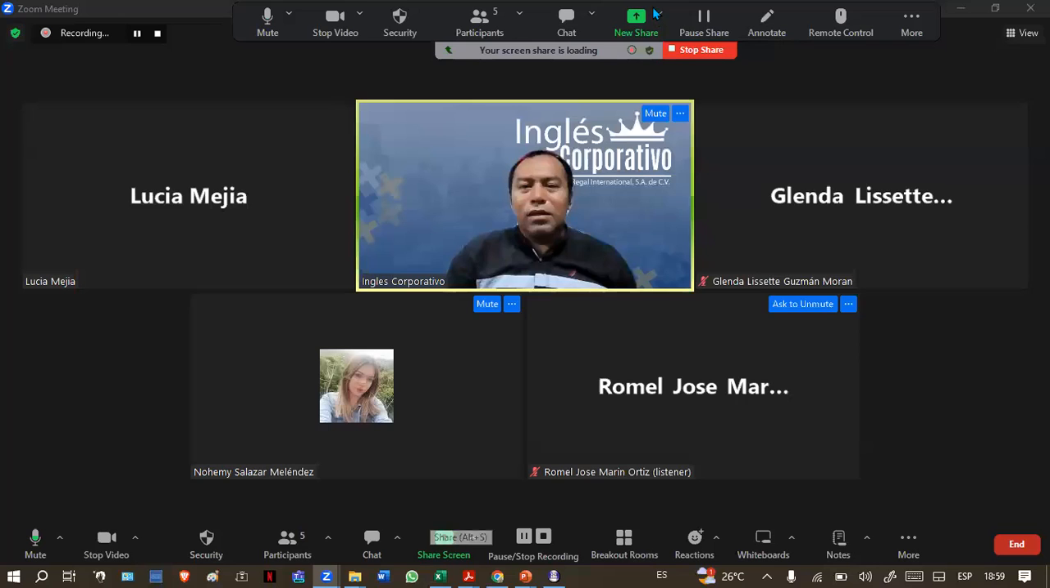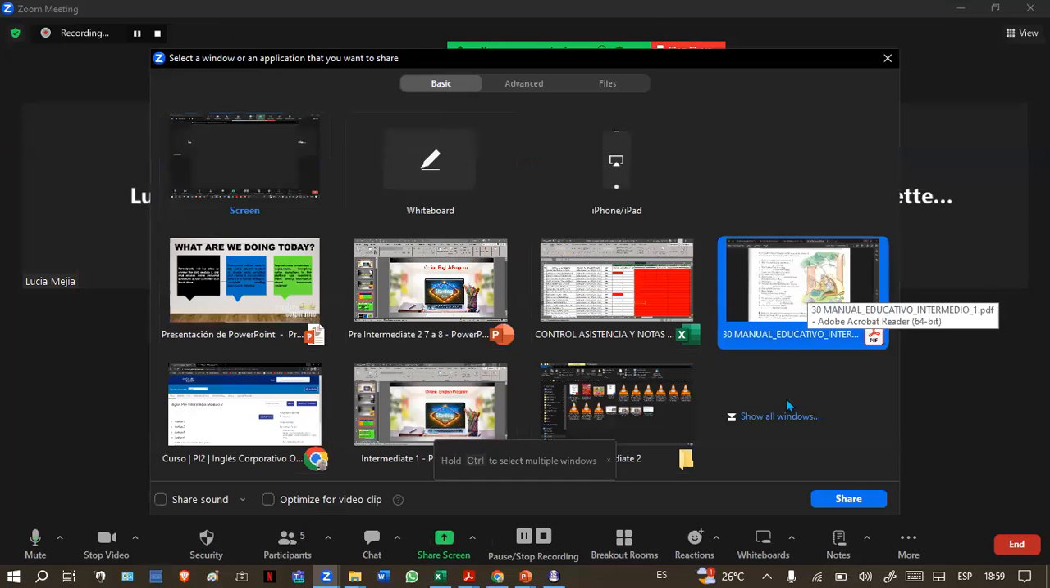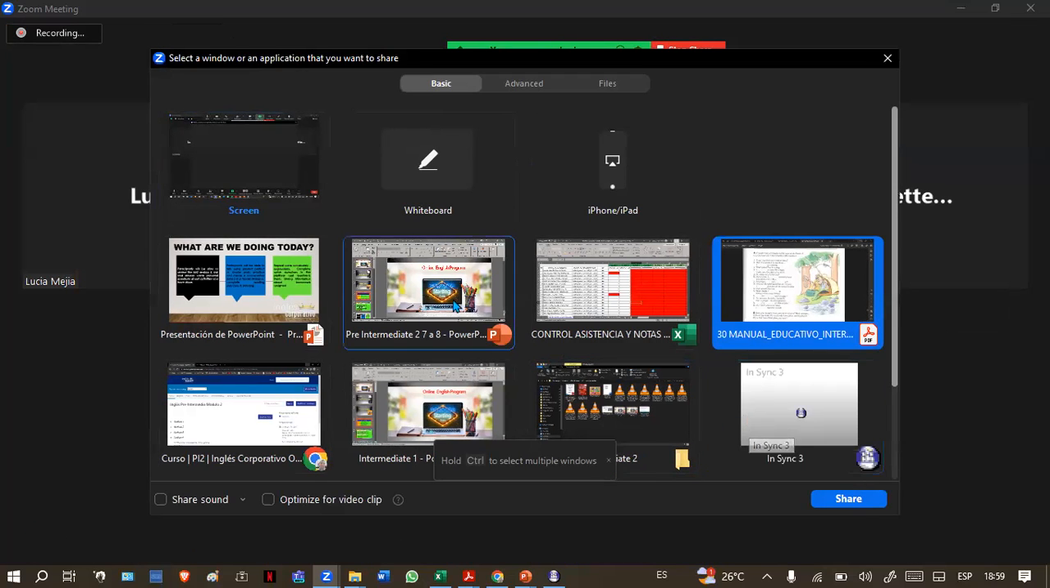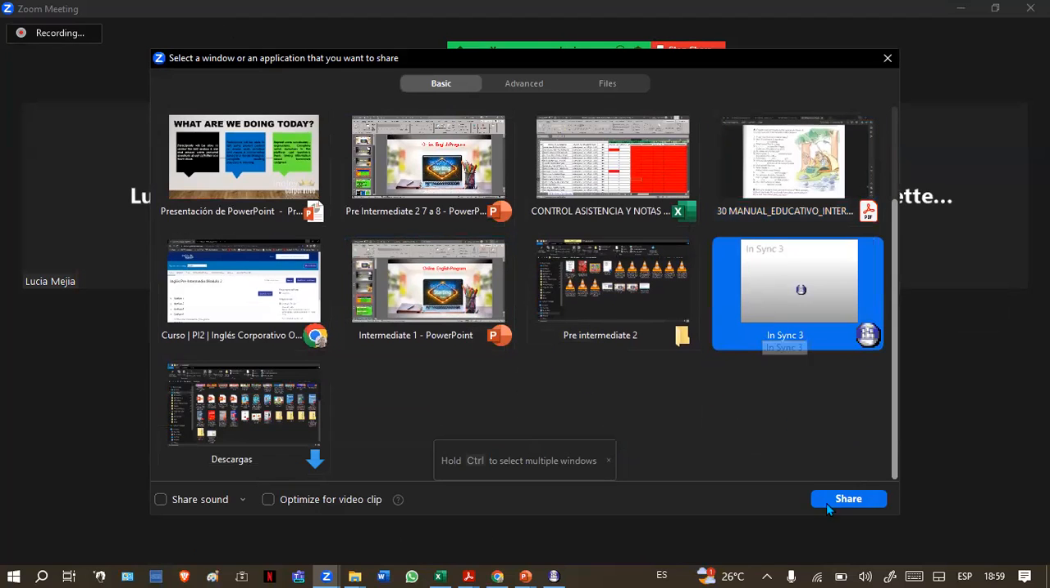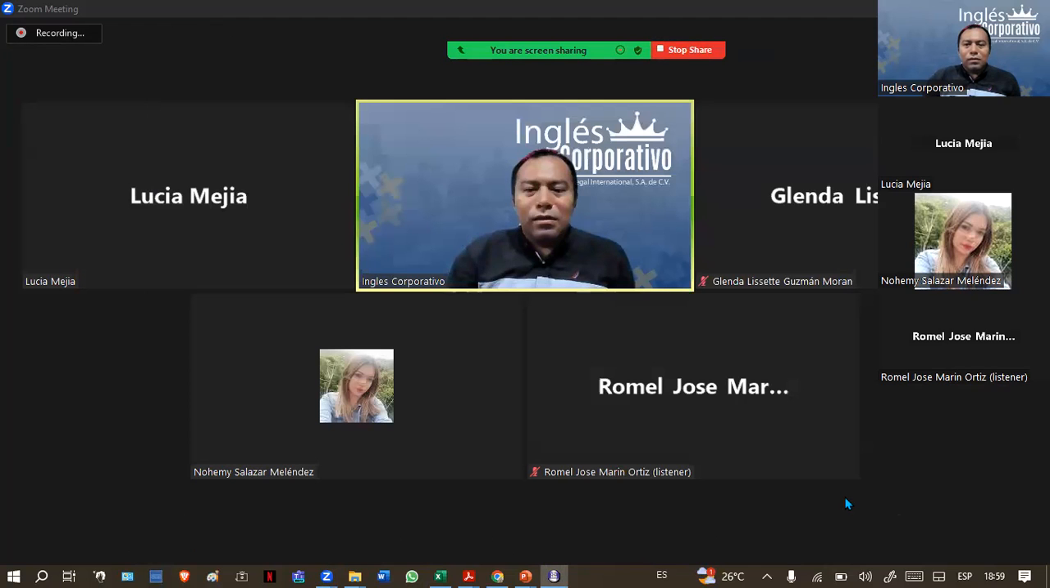I need to share the manual. Give me a second, please. Ah, but before the manual, I think we are going to work with this. Okay, so here we go. Now, can you see? Now, here you have some sentences. I am going to give you some time to look at the sentences and to check if you have something that is not correct. Okay, can you help me to read the instruction? One word, please.